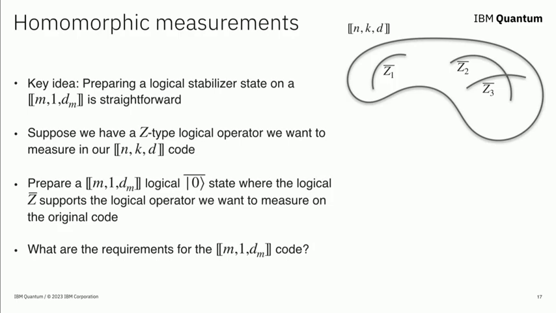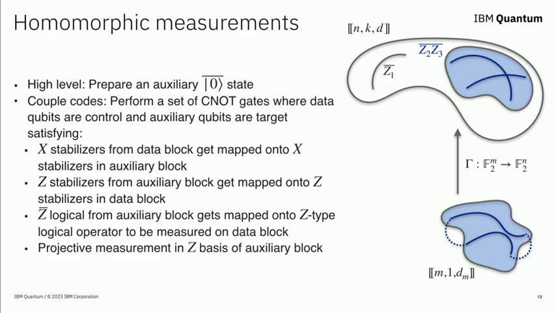So if I have some general NKD CSS code, that in this case we have k equals 3, and say I wanted to measure Z2, Z3, but I didn't want to measure Z2 or Z3 individually. I could prepare some auxiliary code here, which might have a different shape, a different blob, might be of different size. And then you can do a set of C0 gates, which define some mapping gamma, where the data qubits are going to be the control qubits, the auxiliary patch will be the target qubits. And the idea is that you want in this auxiliary patch, you want it to only have a single logical qubit, and it's, for example, logical Z representative here kind of maps onto the logical Z representative of the data block.